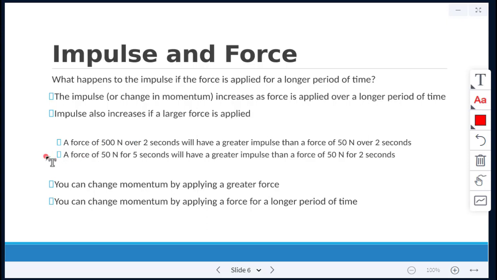Compare that to a force of 50 newtons for 5 seconds. It'll have a greater impulse than a force of 50 newtons for 2 seconds. All right, so the time changed here. The force was the same, 50 newtons and 50 newtons, compared to 5 seconds and 2 seconds. So you can change momentum by applying a greater force. You can also change momentum by applying a force for a longer period of time.